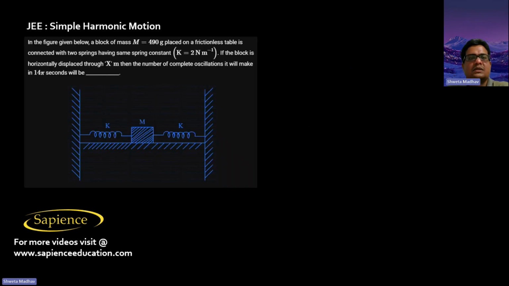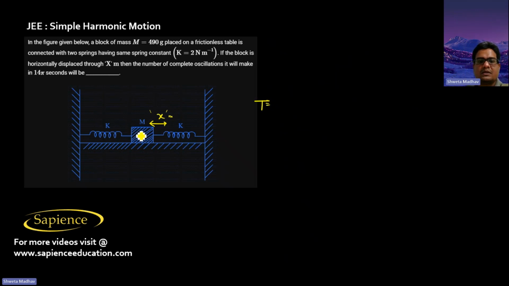And here it is told that in the figure given below, a block of mass m, 490 gram, placed on a frictionless table is connected to two springs having same spring constant k equal to 2 Newton per meter. If the block is horizontally displaced through x meter, then the number of complete oscillations it will make in 14 pi seconds will be? So it is displaced by x meters. Number of complete oscillations.